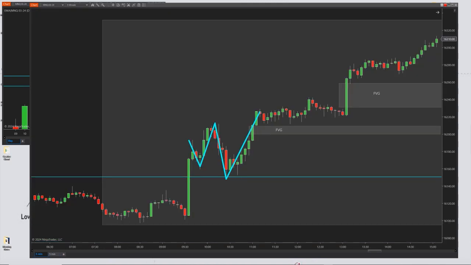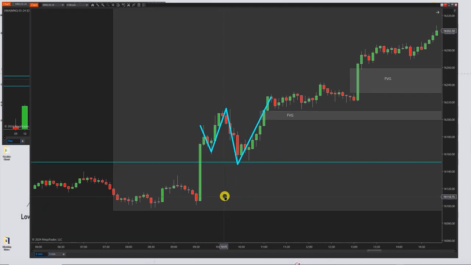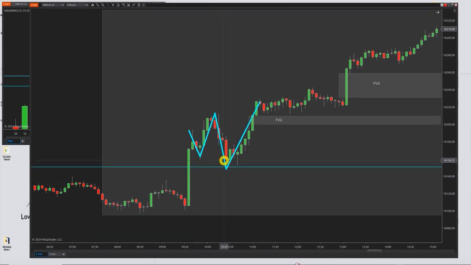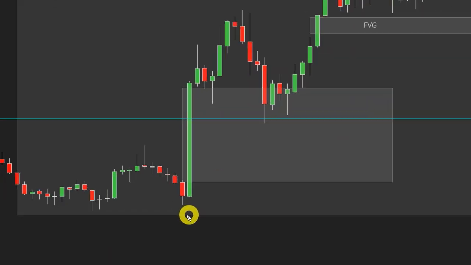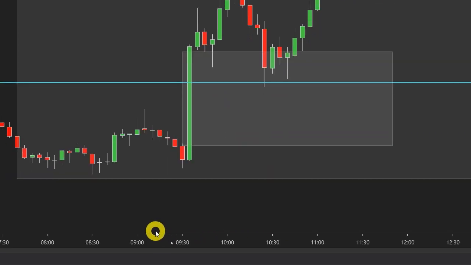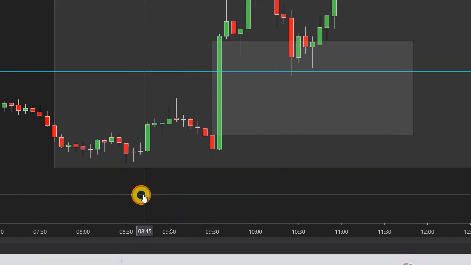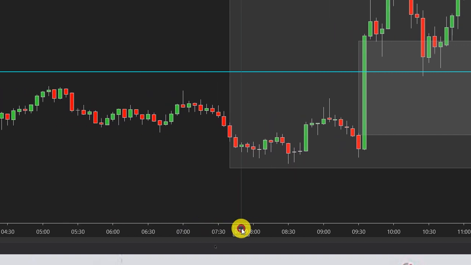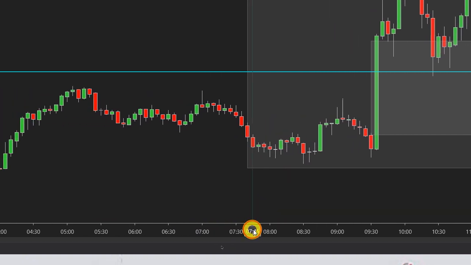I did forget to mention this one down at the bottom here. It doesn't look like it's coming off of a breaker block though, so that's why I ignored it. But if you could, let's move this out of the way for one second here. If we could just see the fair value gap that was created from this big move up. There's an empty space right here that was tested a couple of times and would have worked. But if we're going to be basing it off of a breaker block, then I'm really not sure even how to judge the breaker block in this situation.